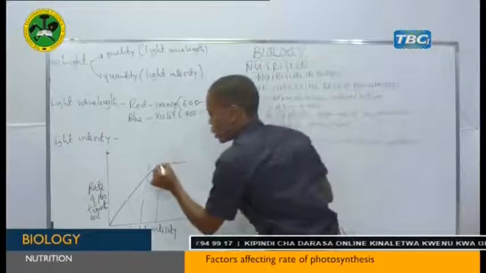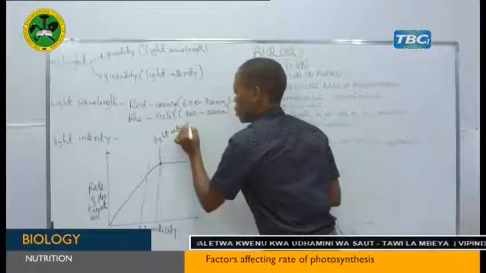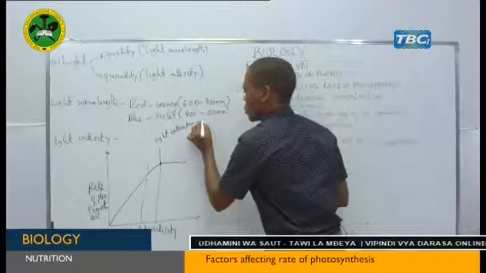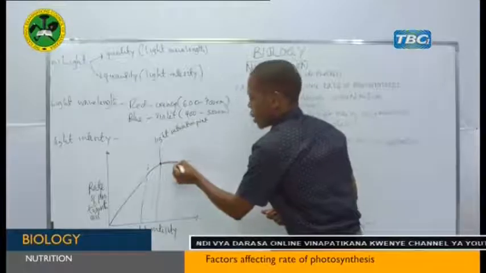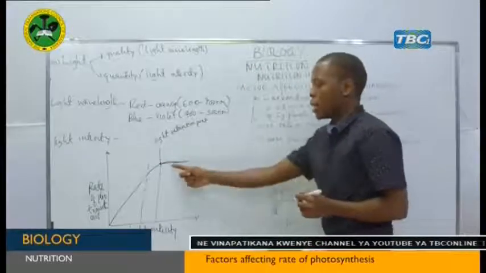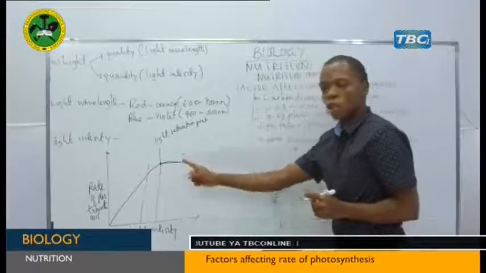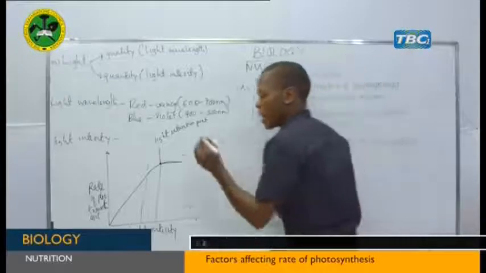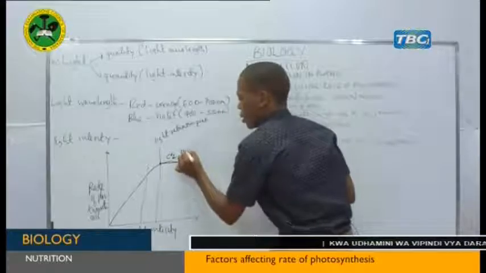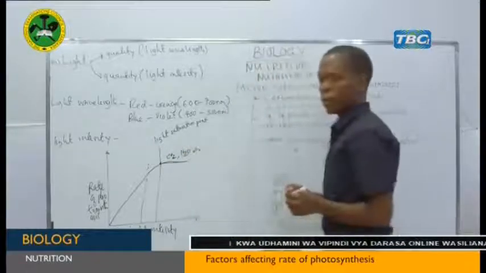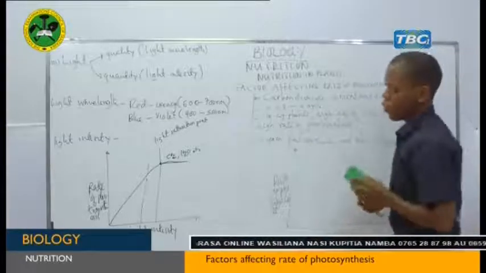But there is this point. This point we call light saturation point. At this point, a further increase of light intensity has no effect on the rate of photosynthesis. It means that at this point, the light intensity is no longer a limiting factor. The rate of photosynthesis is limited by other factors such as carbon dioxide, water, etc. This is how the light intensity affects the rate of photosynthesis.